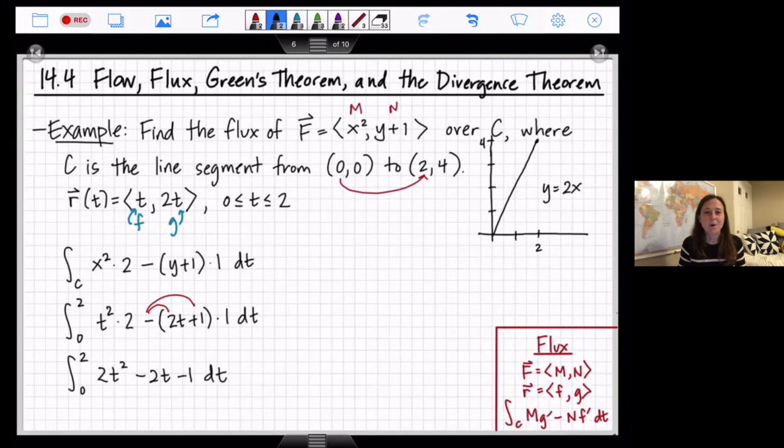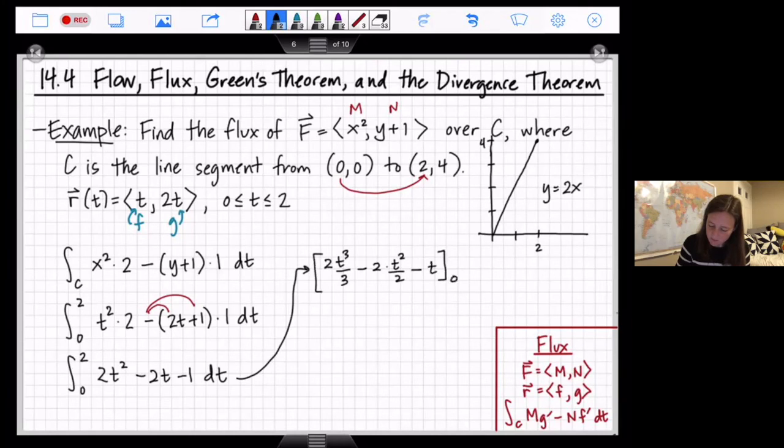All right, that's an easy polynomial integral. We're just going to find the antiderivative. So I've got 2 times t cubed over 3 minus 2 times t squared over 2. Antiderivative of 1 is just t. And then all of that's going to be evaluated from 0 to 2. Let's cancel out our 2's here and then just plug and chug. So I've got 2 times 2 cubed over 3 minus 2 squared minus 2.